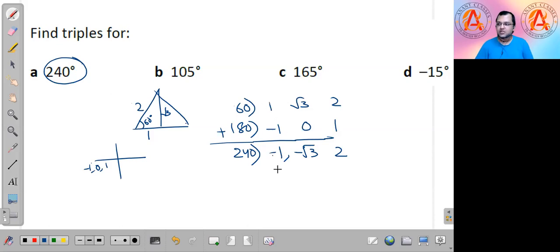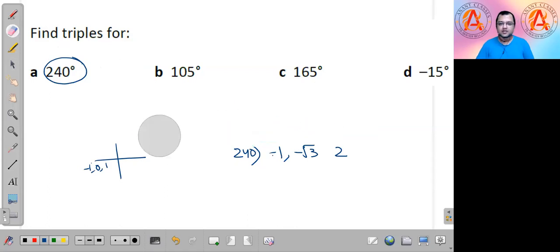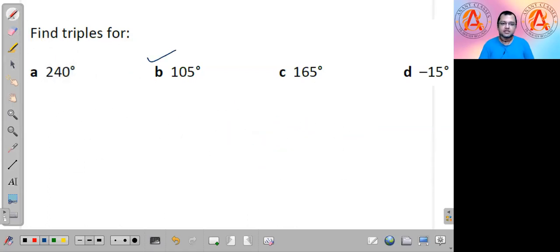On this side, minus 1 and 0, you will get minus 1. Here 0, and here add minus root 3. So minus root 3, 2 into 1, 2. Okay, great. Now, how do we calculate 105 degree? 105 degree, very easy. How can we calculate 105? Sixty plus 45, exactly.